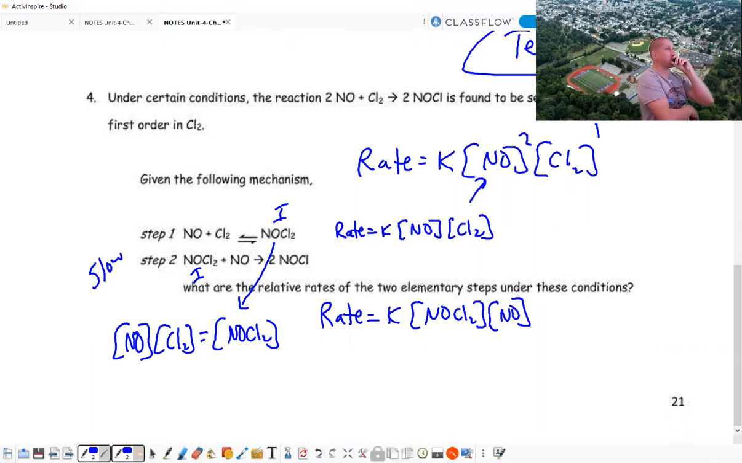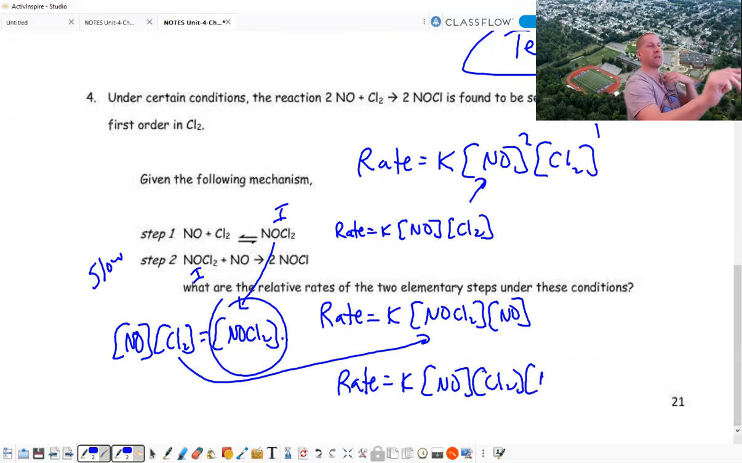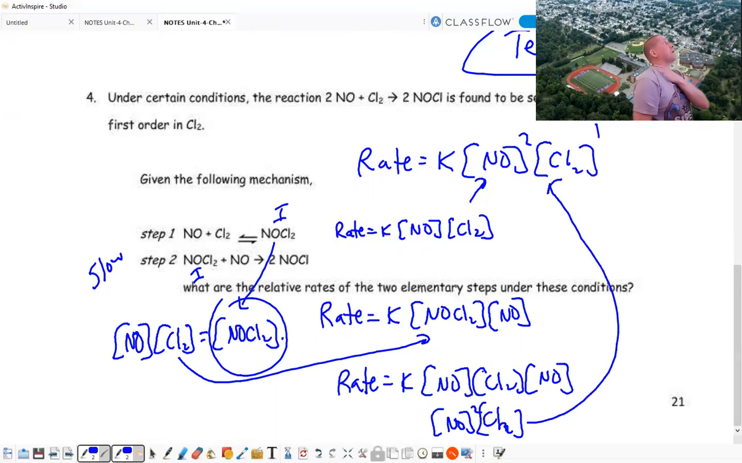So first, and first. So now I know NOCl is equal to NO times Cl. If I take that now and plug it in over here, I get rate equals K times NO times Cl2. So plugging those two in times NO gives us NO squared Cl2, which is the correct rate law. It's a little tricky there. Tried to fool you. Hopefully it didn't. All right, next one.